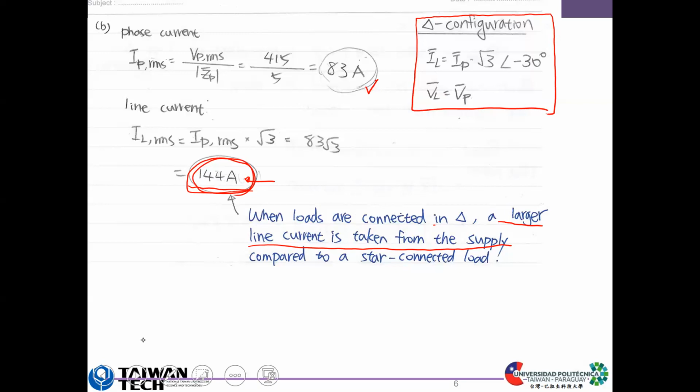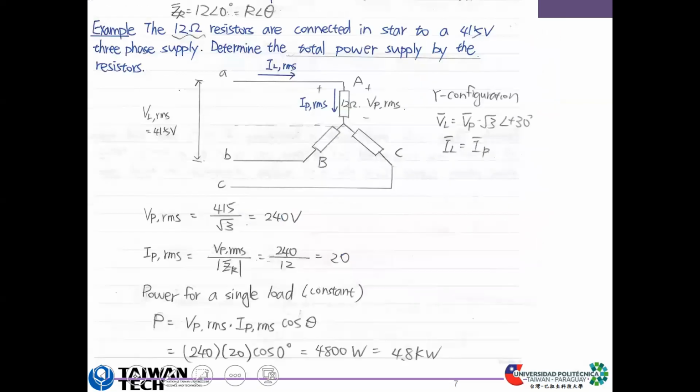One more thing we need to mention is the power of the three-phase system. So let's look at this. The 12 ohm resistors are connected in star. Star configuration is equivalent to Y configuration. To a 415 volt, this is V_L,RMS, so we just write V_L,RMS down, three-phase supply. Determine the total power supplied to the resistors.